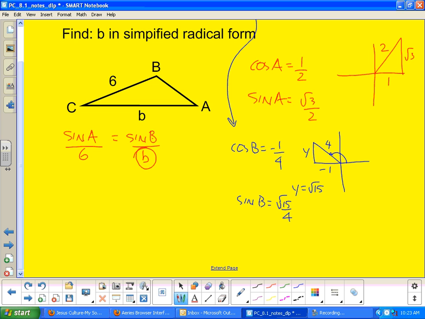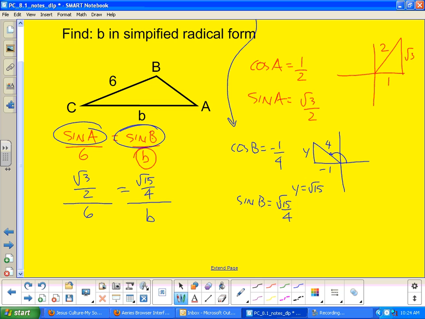All right, now I have everything I need. I have sine of A, sine of B. I can plug those into our law of sines equation. Except we're not plugging an angle in. We're actually physically plugging the value of sine of A and the sine of B. So sine of A is going to get replaced by root 3 over 2, and then I'm going to divide that by 6. And sine of B is going to get replaced by root 15 over 4, and then that's going to be divided by b. So I can go find out what b is.